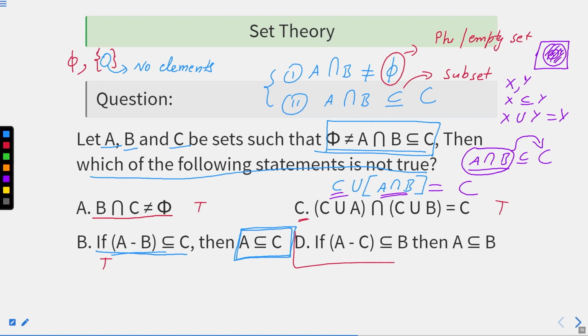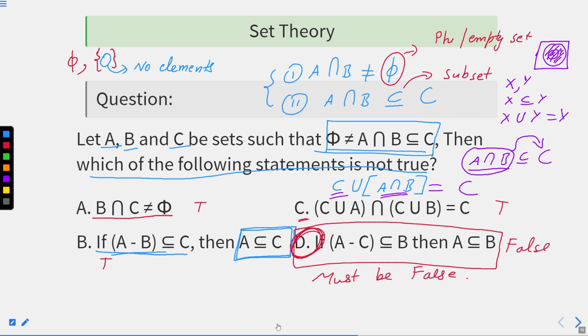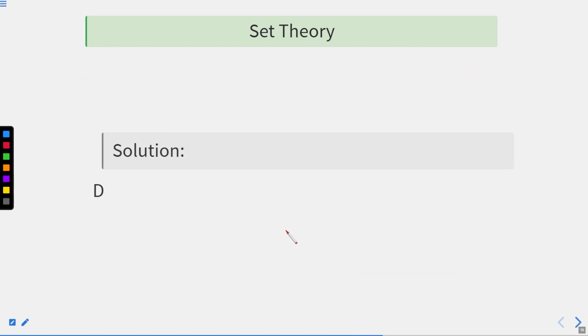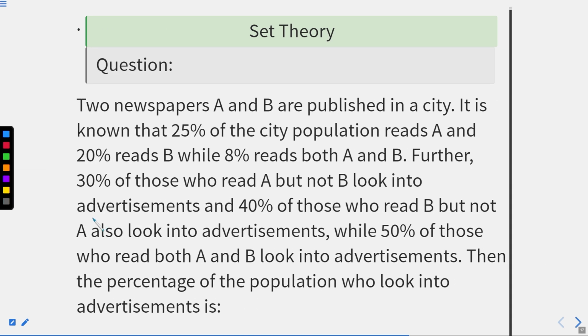So the only option left is this, and by verifying three true statements we can easily see that the remaining statement must be false. So option D is correct, this option is false. Okay, let's move on to the next question.